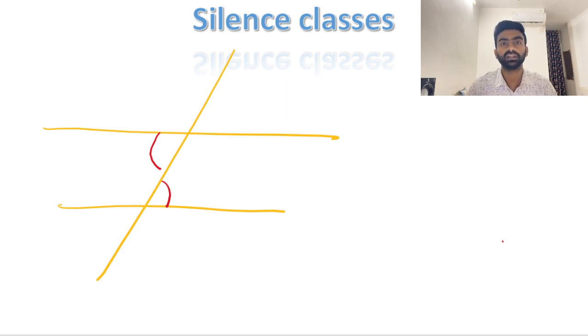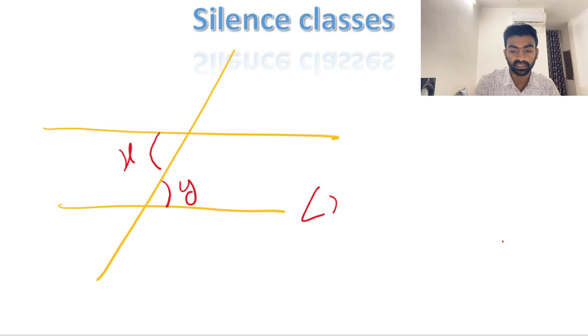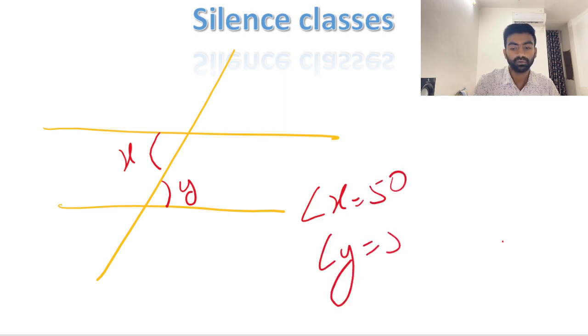And alternate interior angles are also equal. If the value of this is x and this is y, we can say alternate interior angles are equal. If the value of angle x is 50 degrees, then angle y is equal to 50 degrees, which means both are equal to 50 degrees, okay. I hope you guys understood. So the alternate interior angles are also equal, okay.